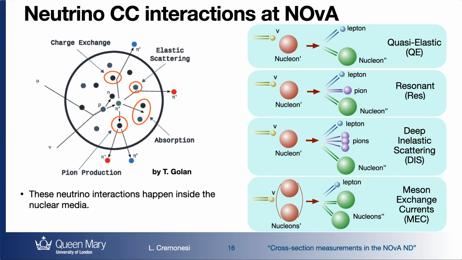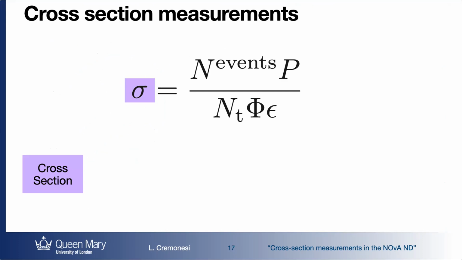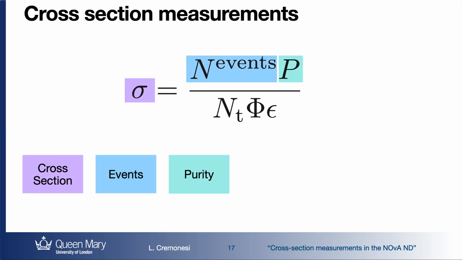So I talked to you about interactions, and I also talked about cross-sections, but how do we measure a cross-section? What's a cross-section? A cross-section is a measure of how likely, if you want, an interaction is. The way we measure it is that we take the number of events in our selection, and then we correct that with a purity. So we find how pure the sample is through an estimation from our simulation. And then we divide that by the number of targets. The number of targets is the number of nucleons that your neutrino interacted with.